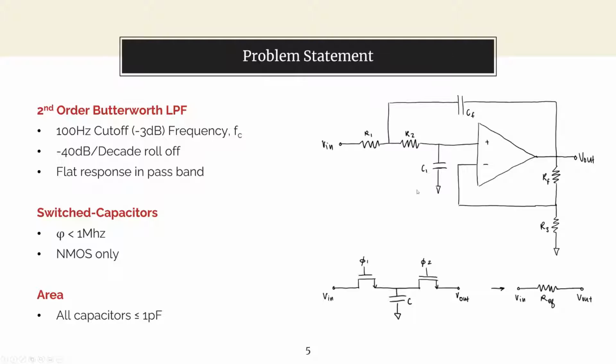So now that we know what Butterworth and switched capacitors are, I can write out a problem statement. For my filter, I want to design a second order Butterworth with a 100 Hertz cutoff or minus 3 dB frequency, called FC here. And I definitely wanted the characteristic negative 40 dB per decade roll off for a second order low pass filter. And I wanted the characteristic flat response in the pass band. And I also put arbitrary constraints on the switch capacitors and the area of the capacitors.